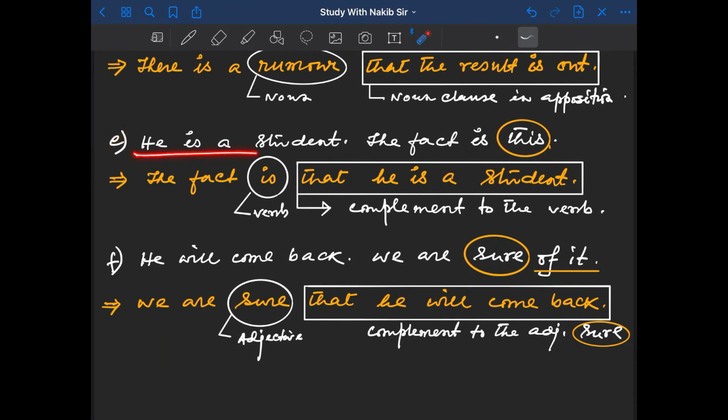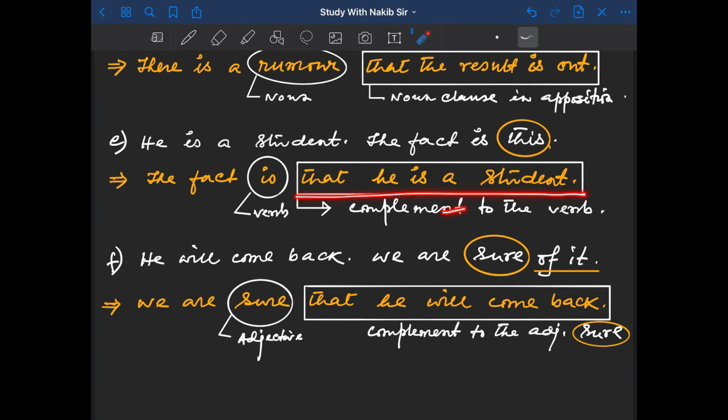He is a student. The fact is this. What is this? Think this way. What is this? This means that he is a student. So in place of this, use the first sentence and see what combination you get. The fact is. Now the place is the place of this. In place of this, we'll use this. The fact is that he is a student.